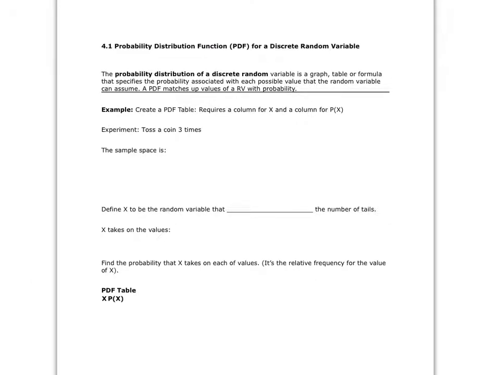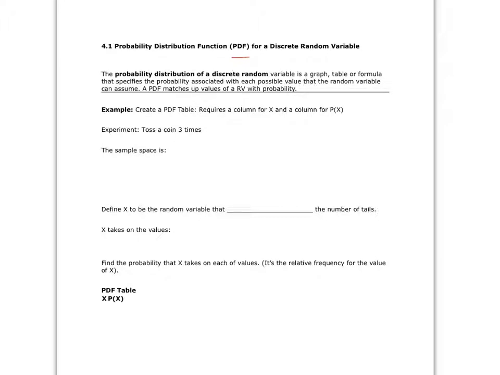Okay, now we want to look at something called a probability distribution function, or PDF, for a discrete random variable. A probability distribution function takes the form of a graph, table, or formula. And what it does is it takes the values that the random variable takes on and it associates a probability that that value will occur. So a PDF basically is matching up values of a random variable with a probability.